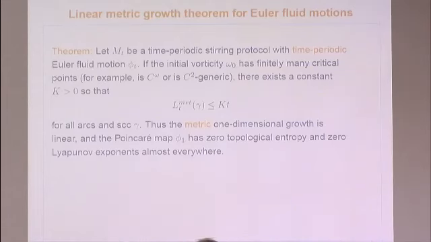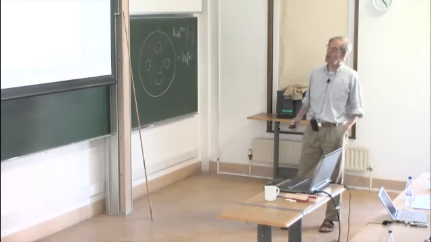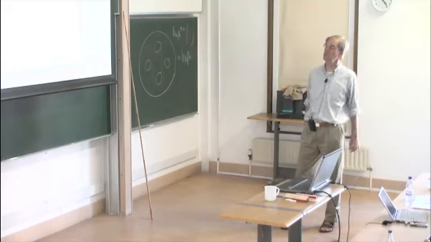All right, so again, we're thinking of a time periodic stirring protocol, and it gives rise to a time periodic Euler fluid motion. So again, I'm going to tell you in a little while, sometimes, as many of you know, that absolutely will not happen, but let's assume it does. And let's look at the initial vorticity and assume it's generic. So let's say it has finitely many critical points. Then the theorem is that there's a constant so that all the growth of all material lines is linear.